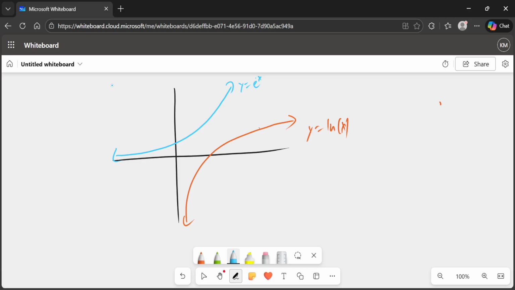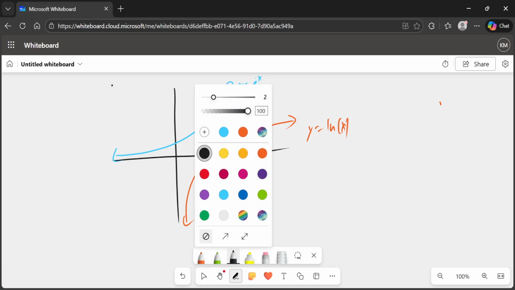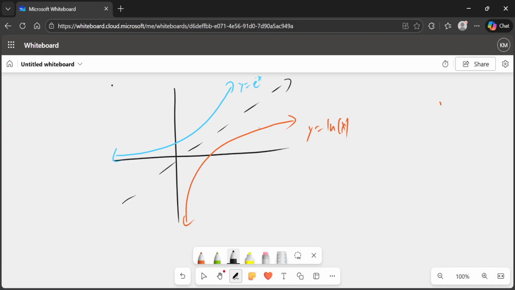Geometrically, that means it's reflected across y equals x, right? So let's say I have a point, let's just say e comma 1. When you plug in e into the original function, you get 1. So the derivative at that point, the slope, is going to look like that, right?